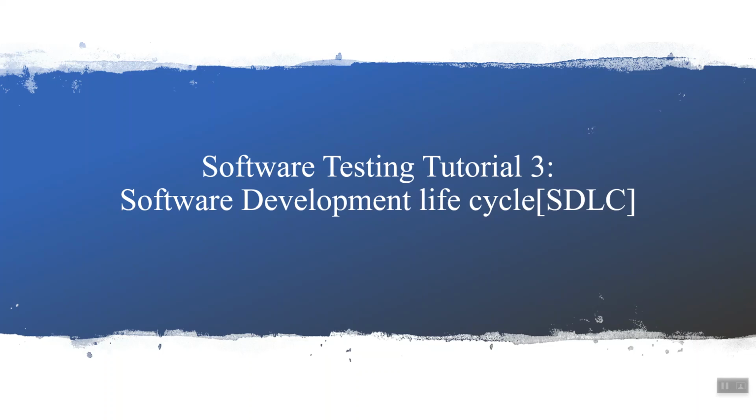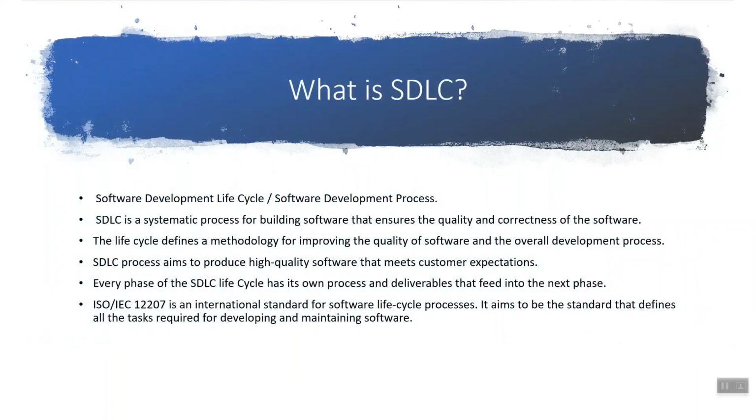In this tutorial, we will see about software development lifecycle. So starting with what is software development lifecycle? Software development lifecycle, also known as software development process, is a systematic approach for building software that ensures the quality and correctness of the software. Software development lifecycle defines a methodology for improving the quality of software and the overall development process. It is a process that aims to produce high quality software that meets customer expectations.